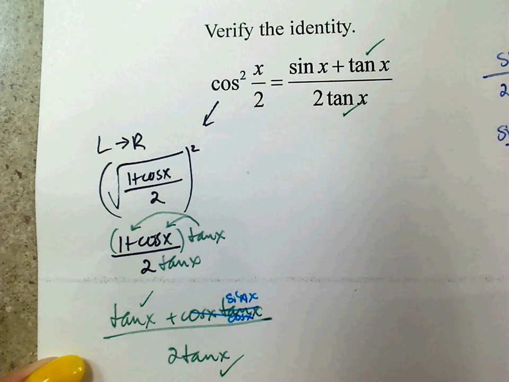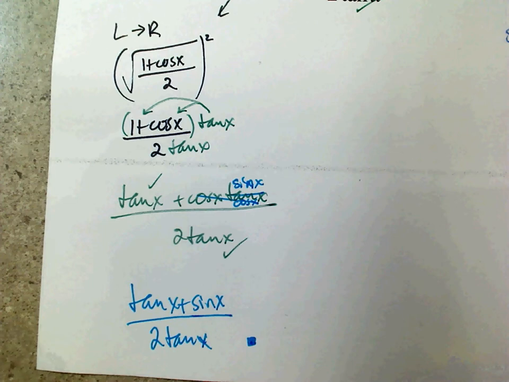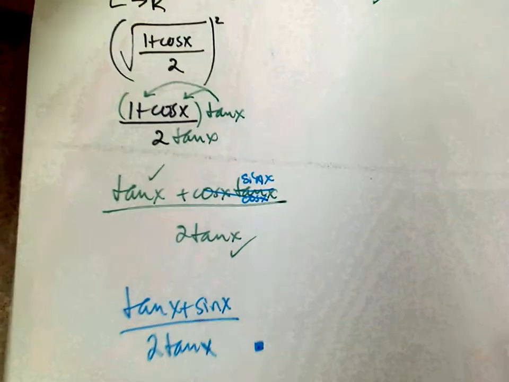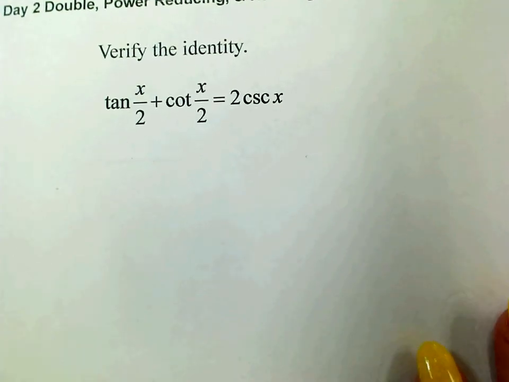One more. Verify this identity. So the half angle of tangent plus the half angle of cotangent equals 2 cosecant. Hopefully this works out. And it wasn't even a good identity.